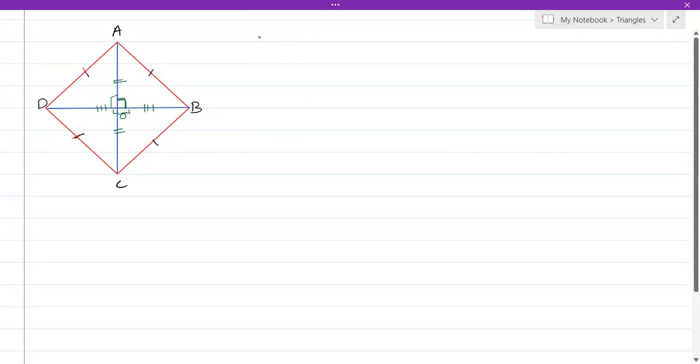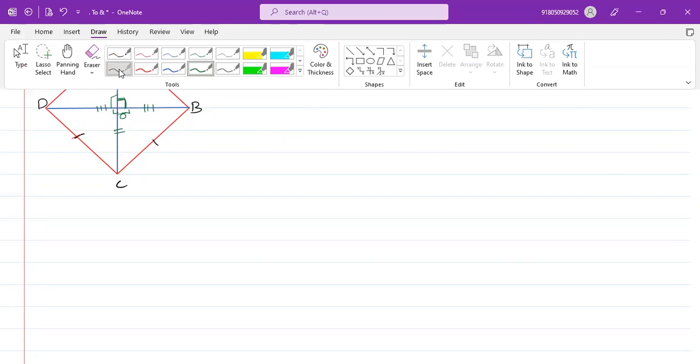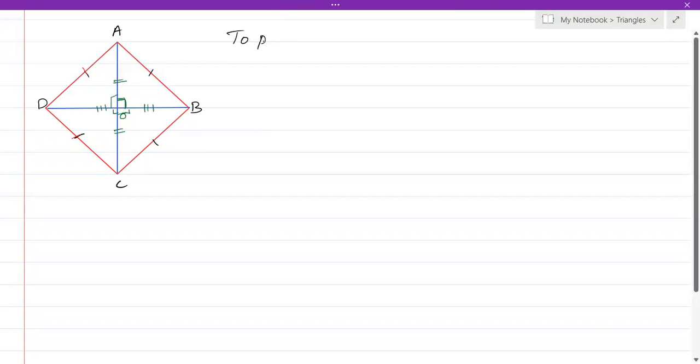Okay, now using this, let's prove the required thing. What we have to prove is that the sum of squares of the sides of the rhombus, the sides being AB, BC, CD, DA, let's square them and add them. So that is AB square plus BC square plus CD square plus DA square. That is equal to the sum of squares of the diagonals, that is AC square plus BD square. This is what we have to prove.